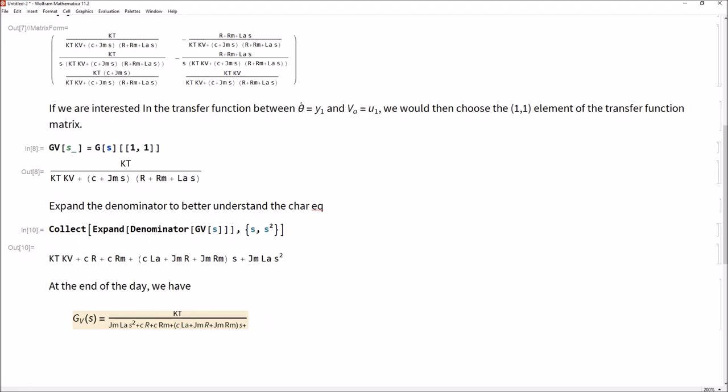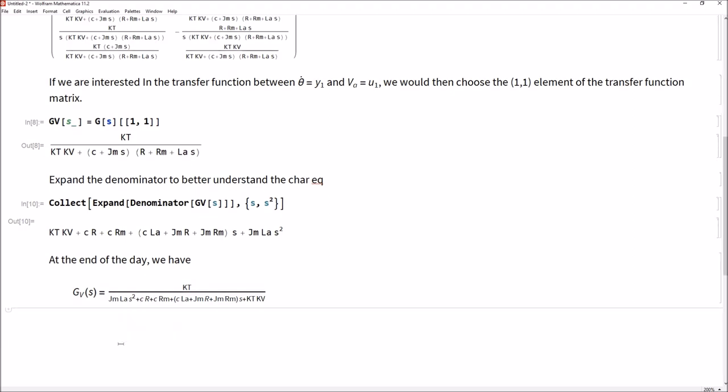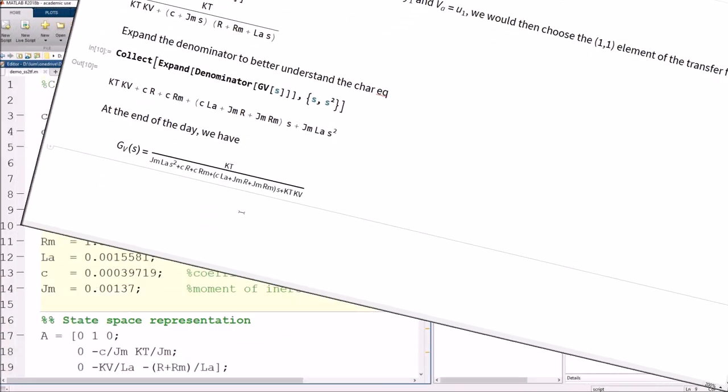Okay, something like there, right? So here we go. It's a second order transfer function that we extracted. Now, we did all of this in Mathematica. Let's go and see if we can use MATLAB tools to do something similar.